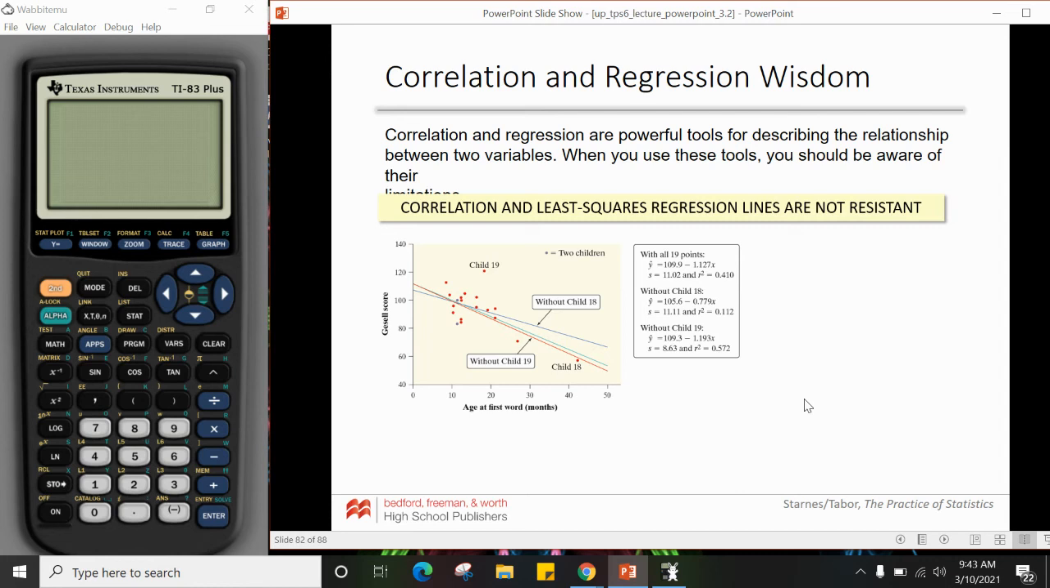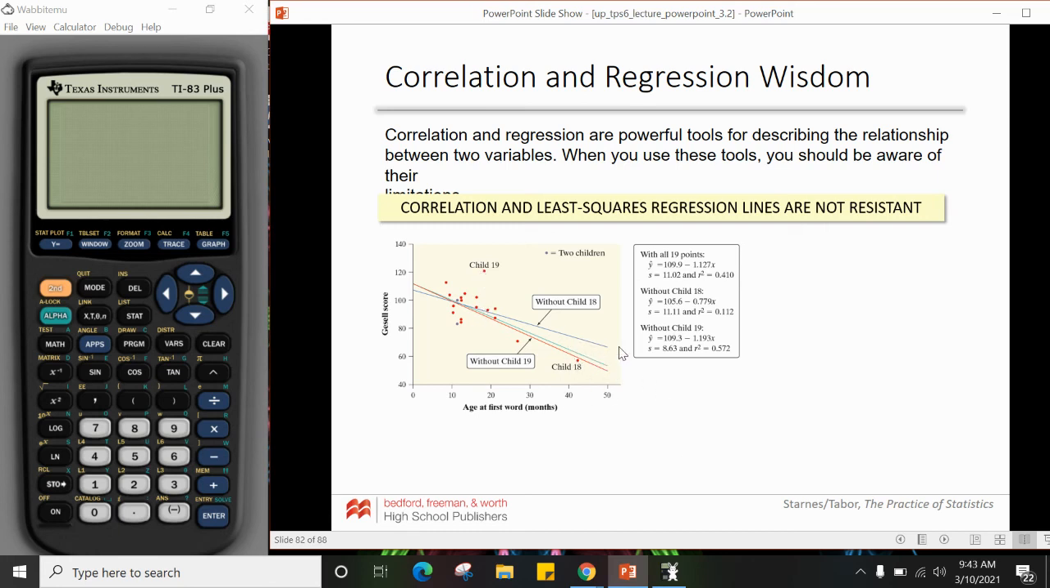You could see these are different regression lines. Green is what it was, just normal. The red is without child 19, and the blue is without child 18. You can see that if you took away child 18, this blue line, it changes substantially what the regression is. Now, 19 is still far. Look how the residual is still very far from 19. So 19 is still an outlier.